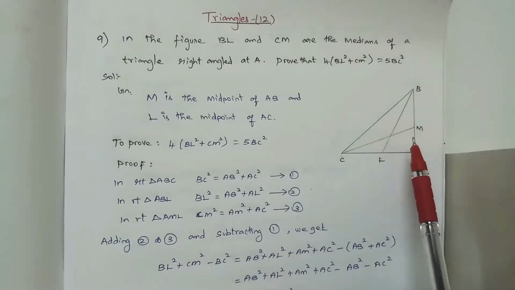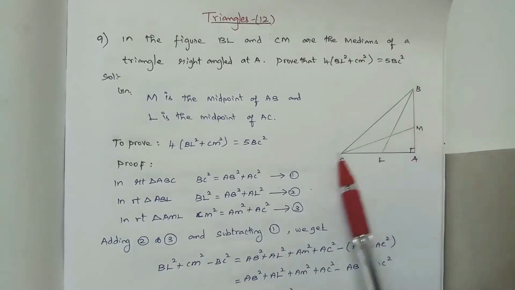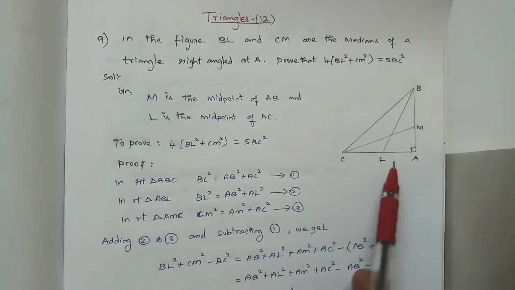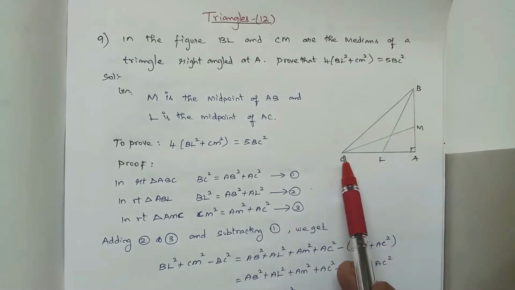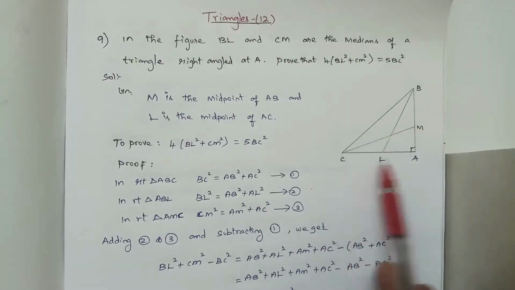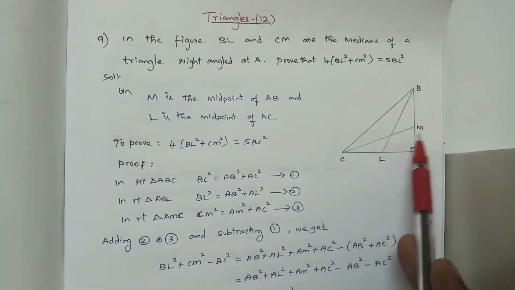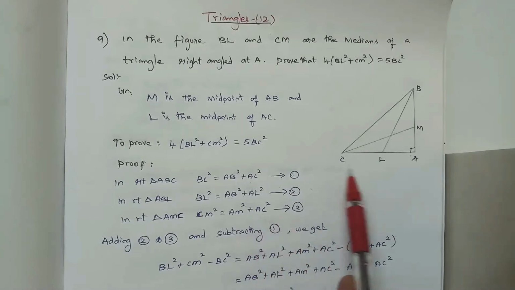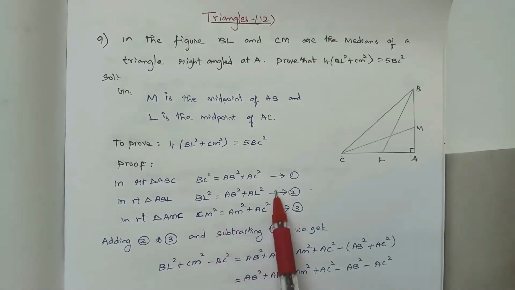Next, the third right angle triangle is AMC. In AMC, not L. In right triangle AMC, CM is the hypotenuse. CM square is equal to AM square plus AC square. Take this as equation number 3.